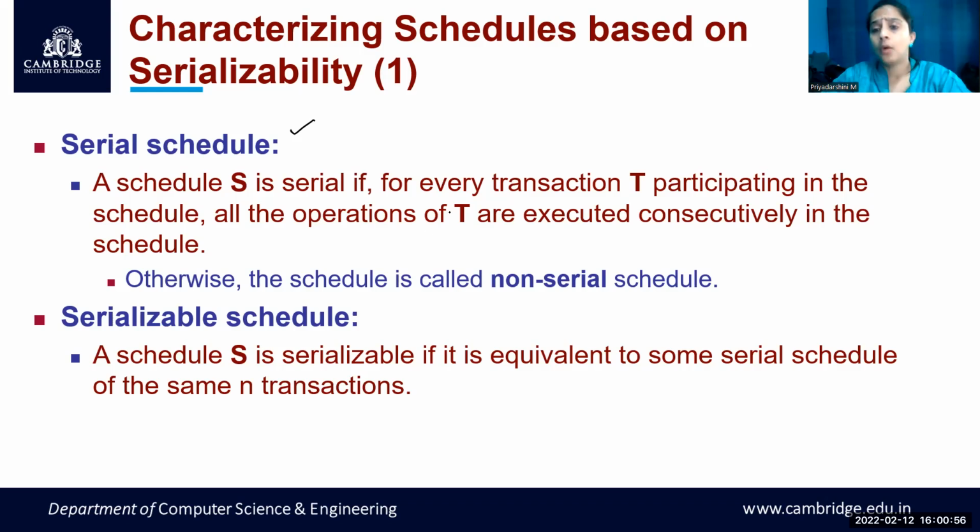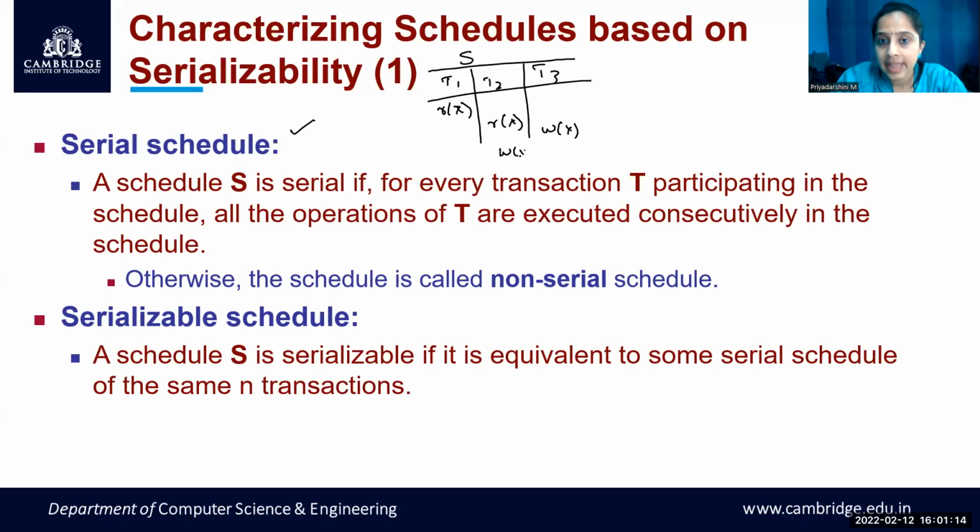Serial schedule. What do you mean by serial? Now if I have a schedule that is T1, T2, T3, we have understood what this T1, T2, T3 is. It's nothing but an interleaved execution, right? What do you mean by serial schedule? All the transactions which participate in this schedule have to execute consecutively. What is consecutively? One after the other. That we call a serial schedule.